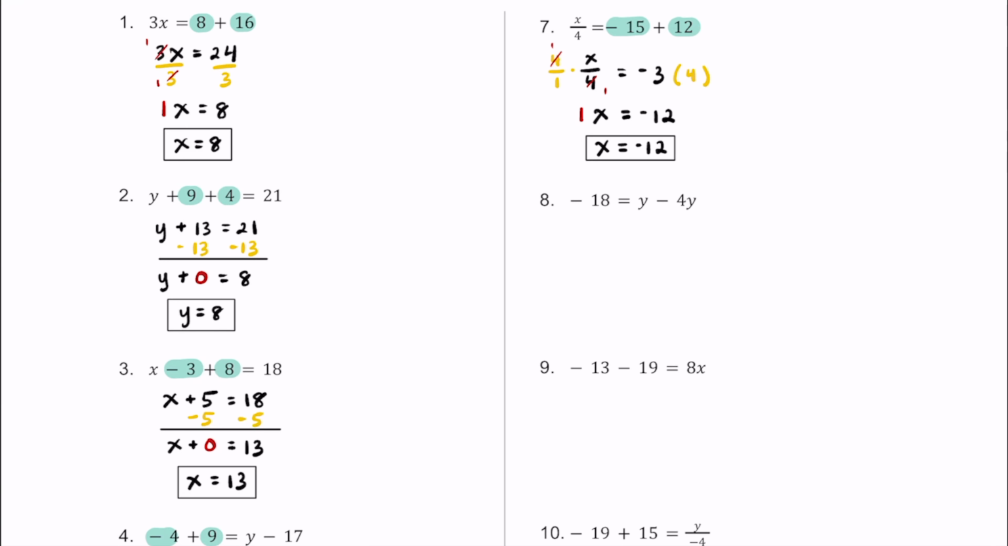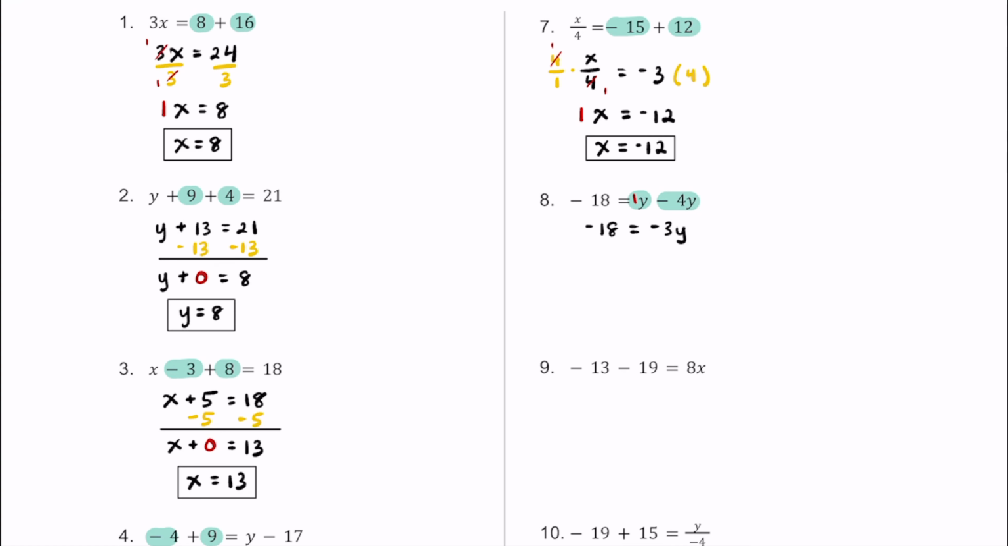For number 8, we have negative 18 is equal to y minus 4y. On the left side, we have no like terms to be combined, but on the right side, keep in mind that we do have this 1y take away a 4y, so just writing that coefficient of 1 there. And so we have 1y take away 4y, so 1 minus 4 is going to be negative 3, right, if you go ahead and combine their coefficients. So we have negative 18 is equal to negative 3y.